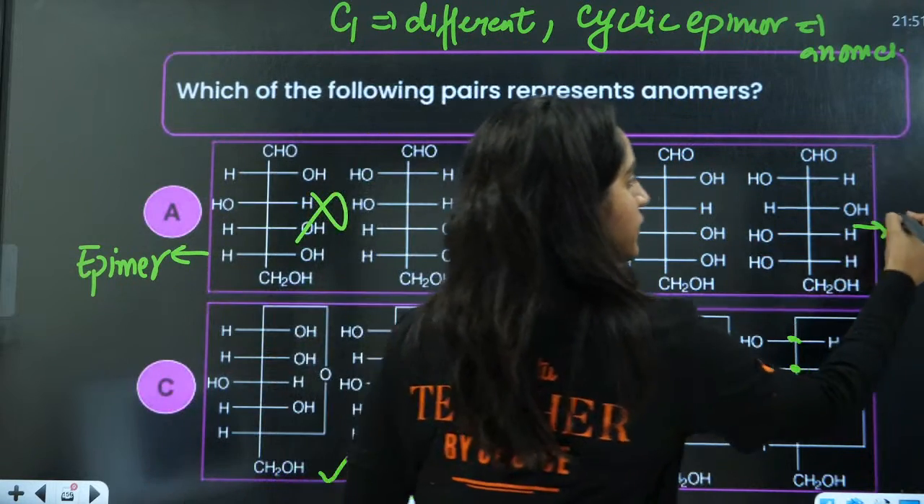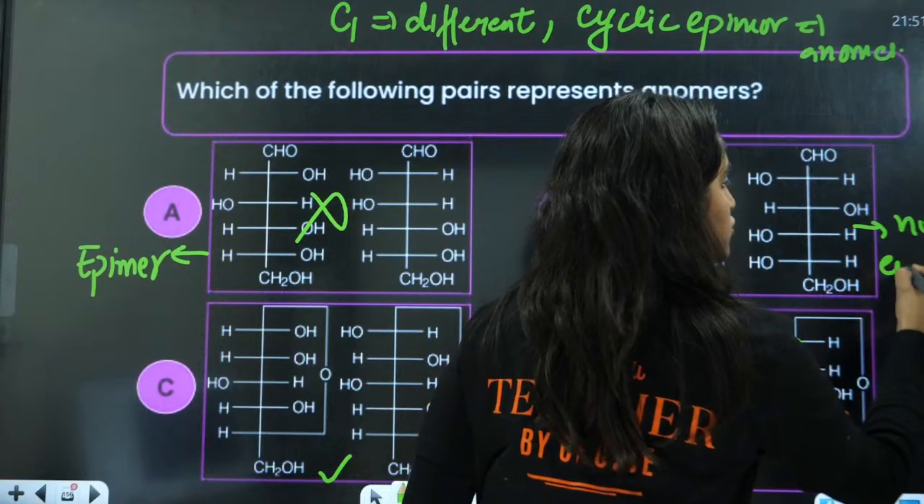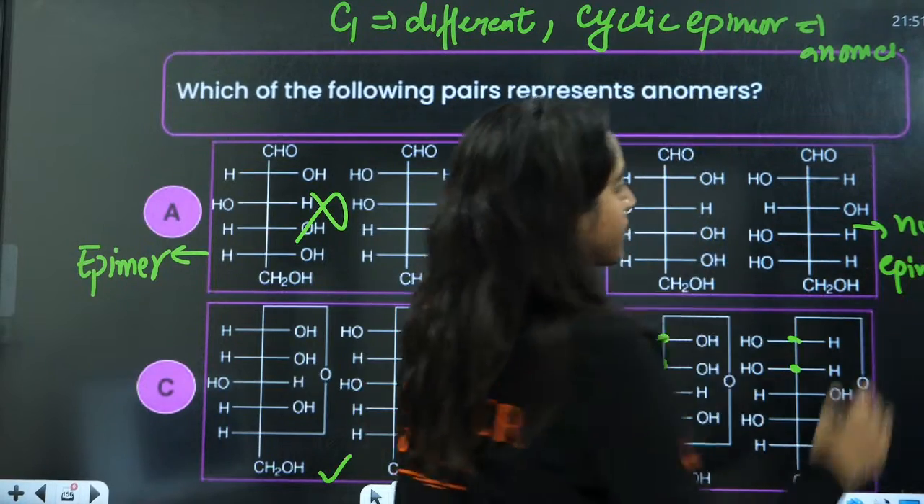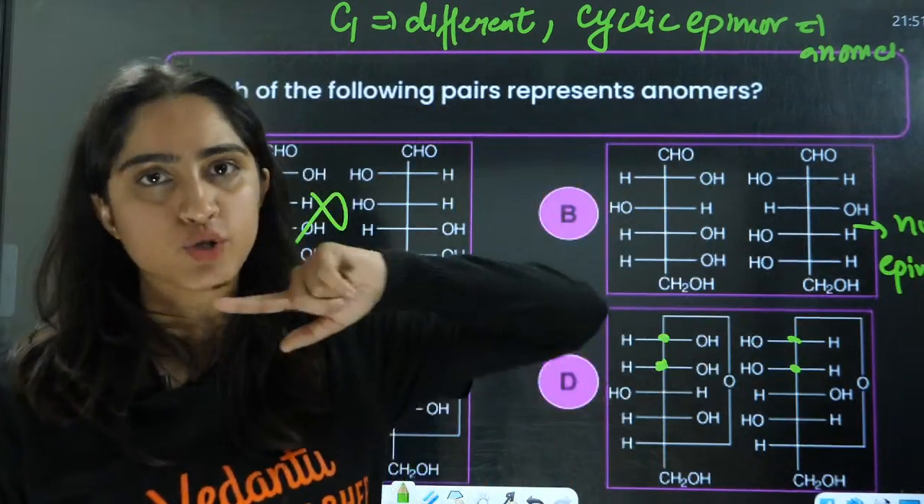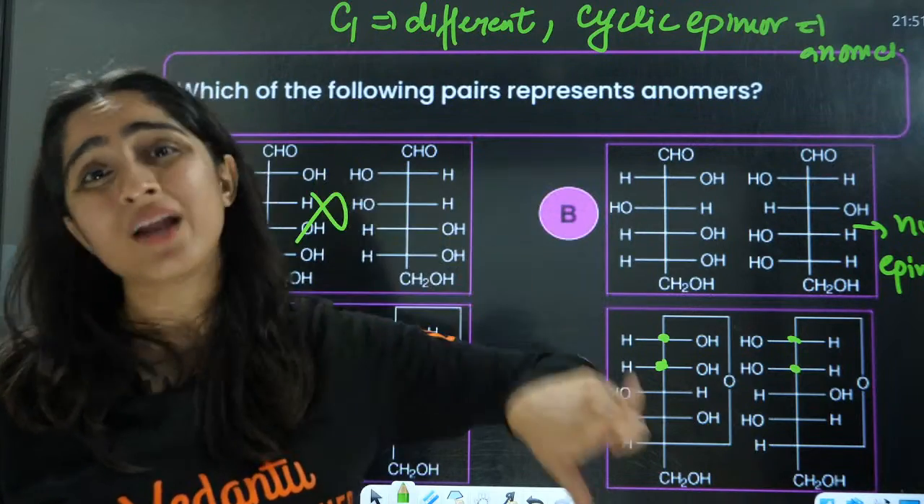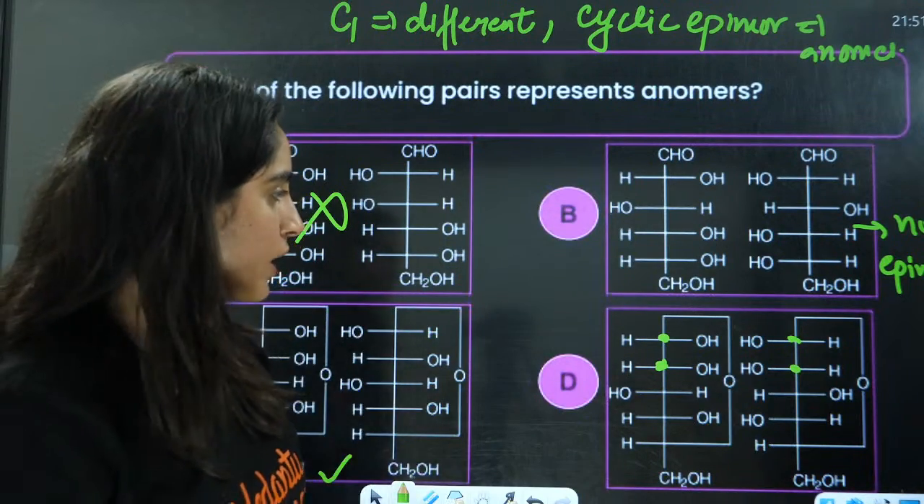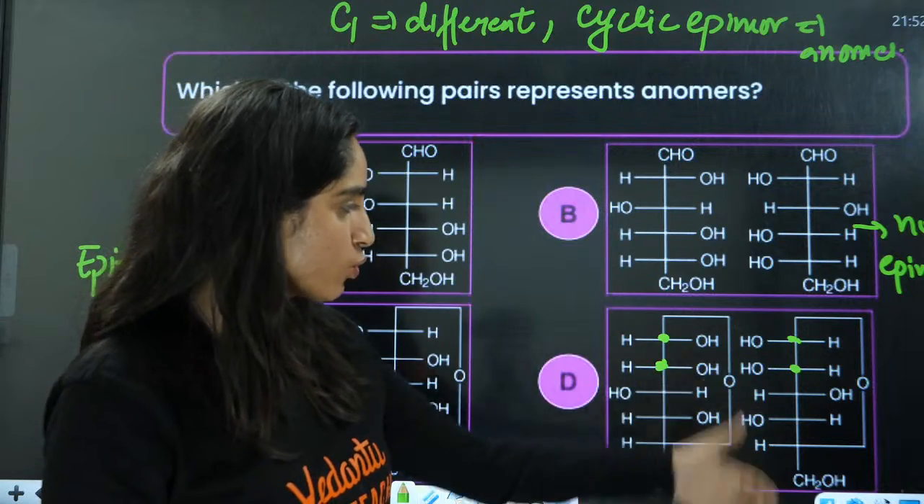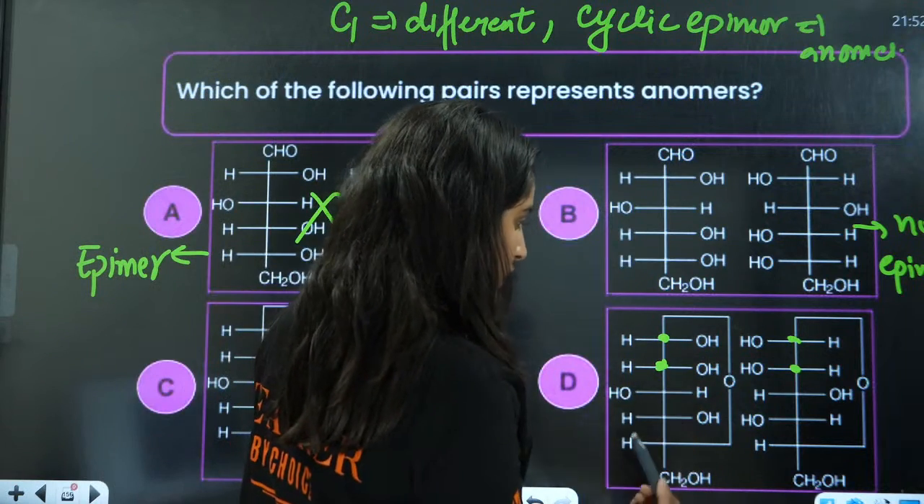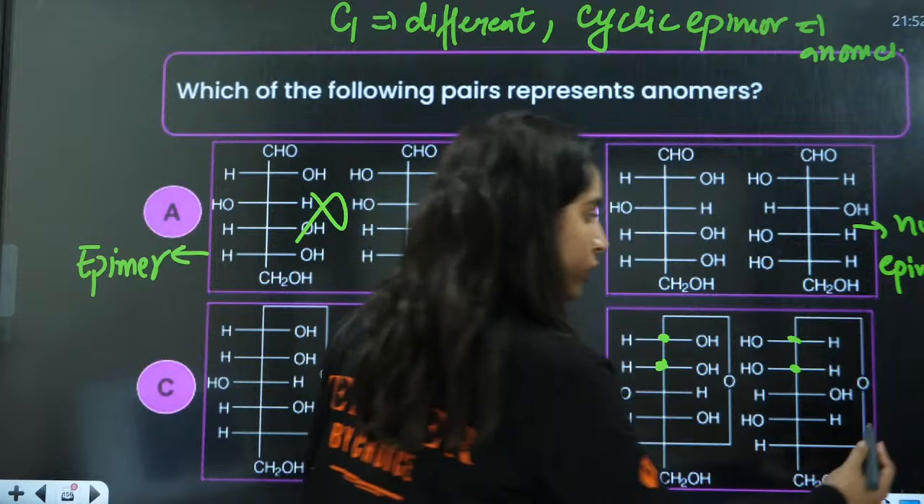This is not even an epimer, because there is a difference in other carbons also. There should be a difference in just one carbon. And here also there is a difference in 2 carbons, 3 carbons, 4 carbons. No, not at all.